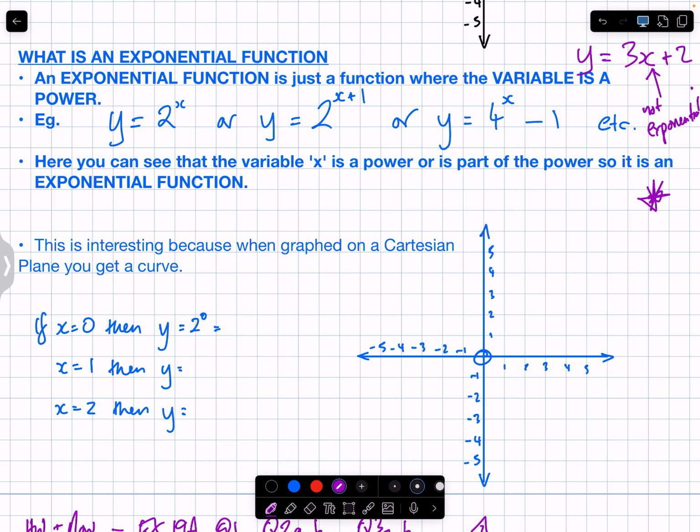So at this point, literally the only thing you need to understand is it's exponential if the letter x is a power. That's it. If it's not a power, it's linear.